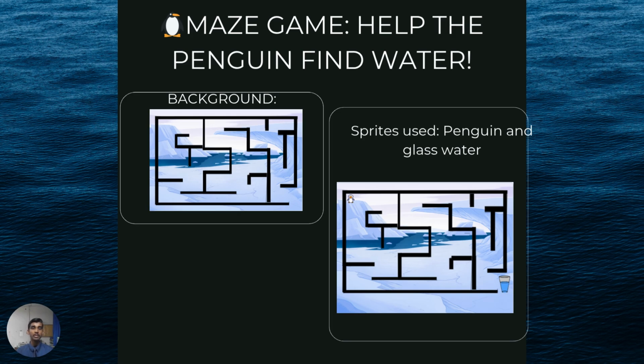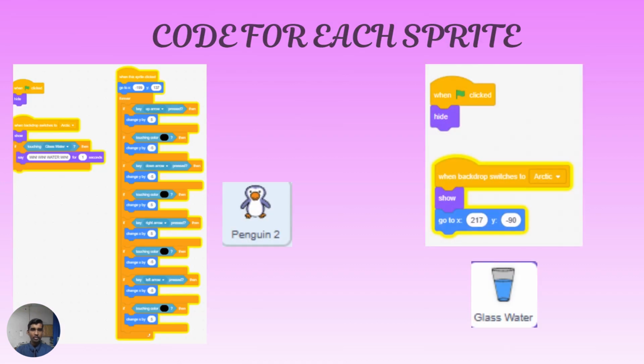The main scheme I created is the penguin and glass water. The background is the maze map, you can see the diagram first, and the sprites I used in this game are the penguin and glass water. After you see the context, the next button will appear in 10 seconds. When you click the next button, it goes directly to the next backdrop. So this is the coding for the maze game, that is penguin and glass water.